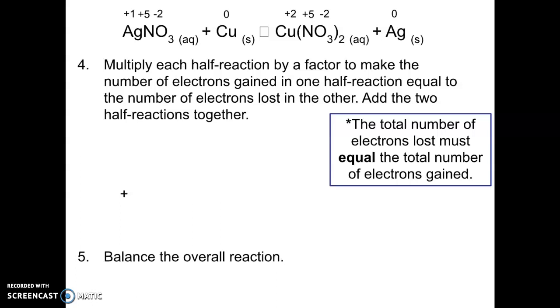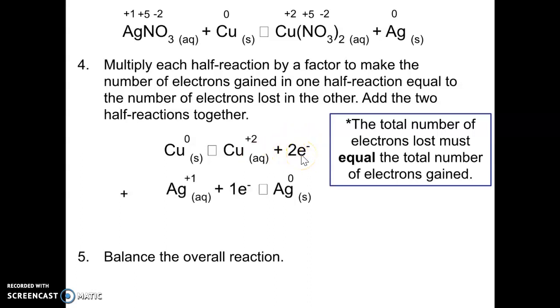Okay. So the way this is going to work, we multiply each half reaction by a factor to make the number of electrons gained in one half reaction equal to the number of electrons lost in the other, and then just add them together. So that sounds more complicated than it actually is. Let's just do it. So here we have copper. Again, the box represents an arrow. The copper solid reactant going to aqueous copper. And again, like I said, it is losing 2 electrons. And then here we have our reduction side where silver is only gaining 1 electron.